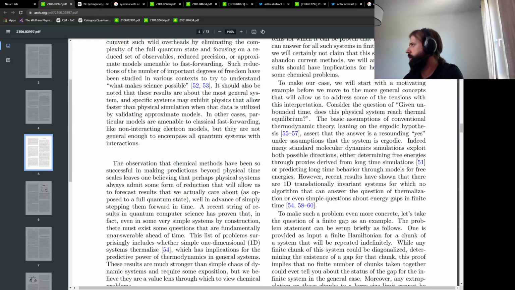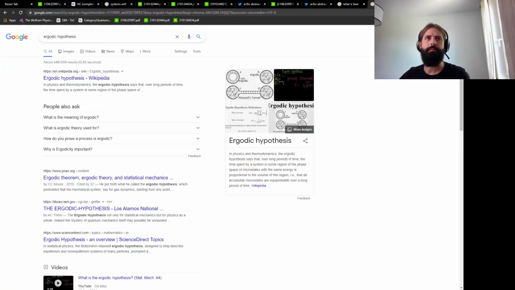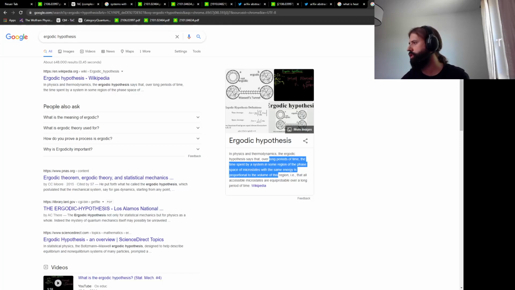Leaning on the ergodic hypothesis. What is the ergodic hypothesis? In physics and thermodynamics, the ergodic hypothesis states that over long periods of time, the time spent by a system in some region of the phase space of microstates with the same energy is proportional to the volume of its region, i.e. that all accessible microstates are equiprobable over a long period of time.